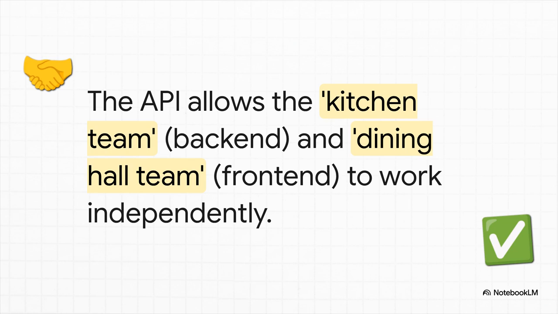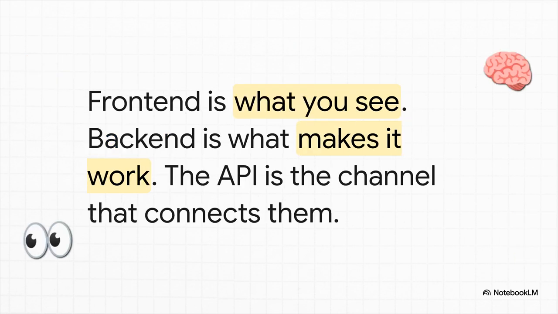And this, right here, is why APIs are just so brilliant. Because the rules for how to talk to the waiter are so clear and standardized, the dining hall team, the front-end developers, can completely redecorate the place, and the kitchen team, the back-end developers, can be inventing brand new recipes, and they don't have to talk to each other at all. As long as they both understand how to talk to the waiter, the whole system just works perfectly. So let's just boil it all down one more time. The front end is what you see. The back end is the powerful brain that makes it all work. And the API? That's the clean, standardized, absolutely essential messenger that connects the two.